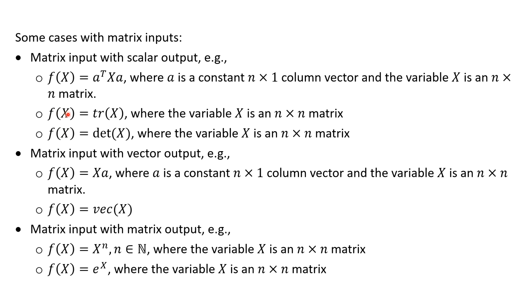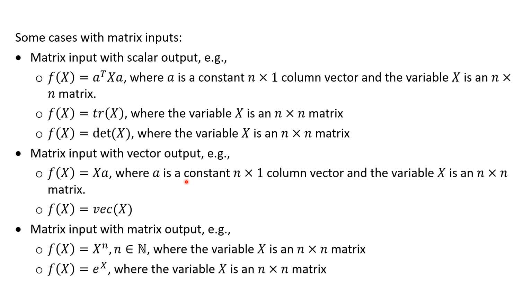Then the next one is the trace of X. If you recall, the trace of X is just the sum along the main diagonal. So that's a scalar. Then we also know the determinant of a matrix is a scalar. So that's yet another example where you have a matrix input, but the output is a scalar.